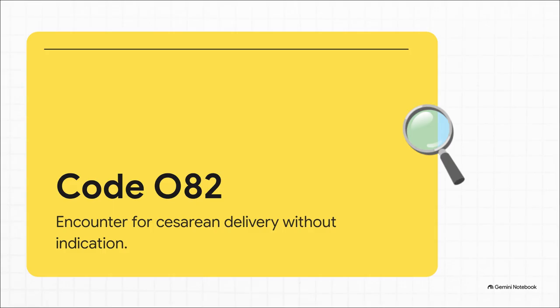The primary code we're looking at here is O82, which is an encounter for a cesarean delivery without indication. Now, I really want to clarify the usage constraints on this one. O82 is strictly used for routine or elective procedures where absolutely no underlying medical indications or complications are documented that force the surgery. If the surgery had to happen because of a specific complication, well, you'd code that complication first instead.